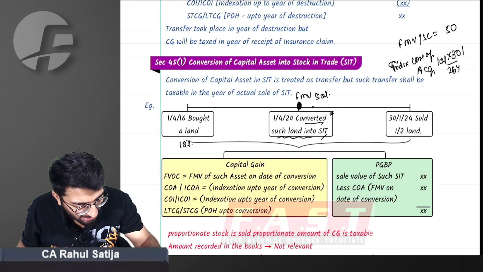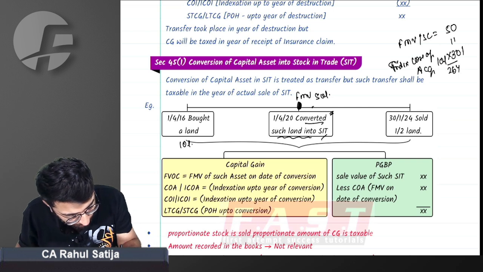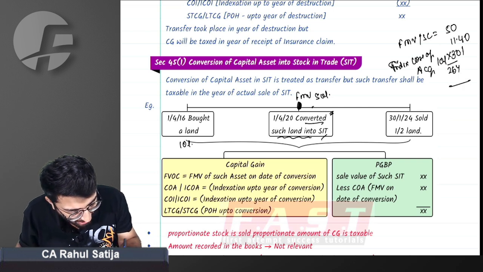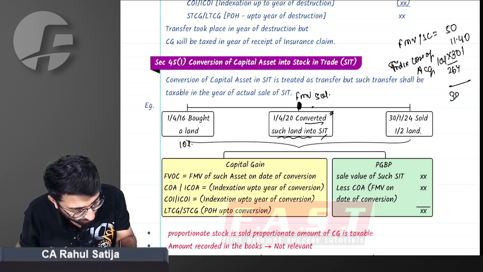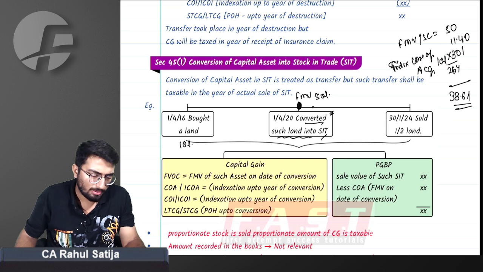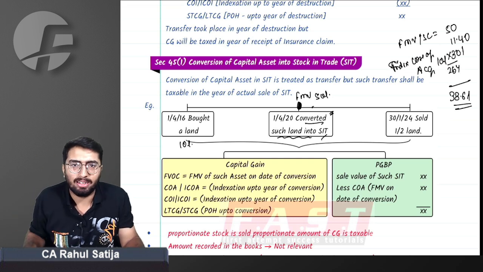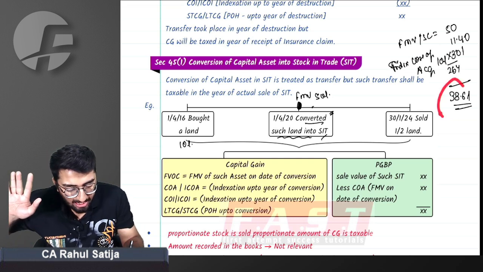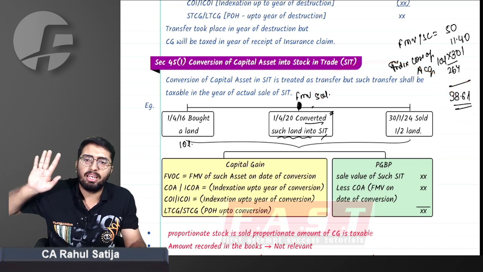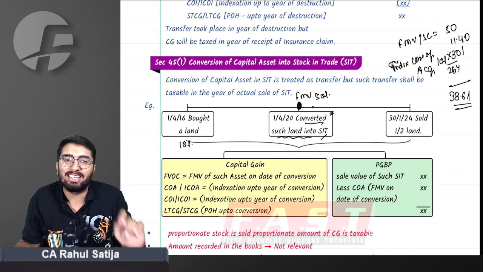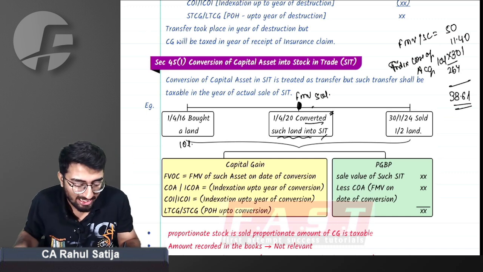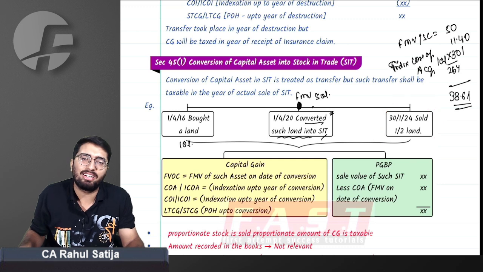For that matter, our indexed cost of acquisition will be 11.4, and accordingly capital gain will be 38.6 lakhs. 38.6 lakhs will be the capital gain. Now this capital gain will be calculated in the year itself, in previous year 2021 itself. But it will not be taxed in my hands. It will be taxed in the year in which such stock in trade is sold.